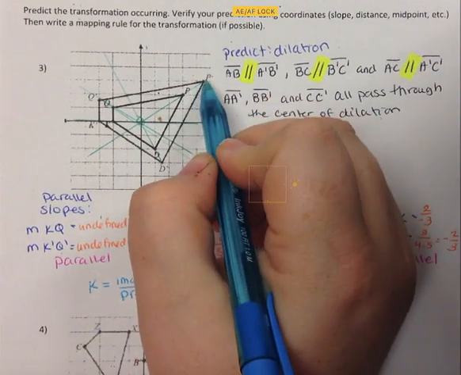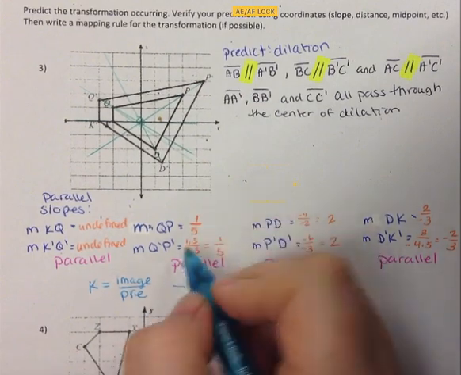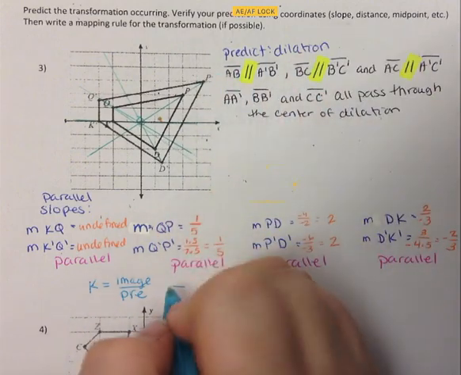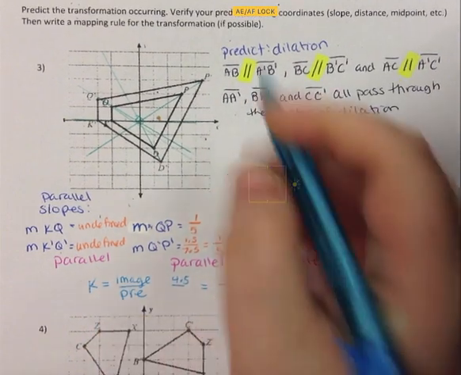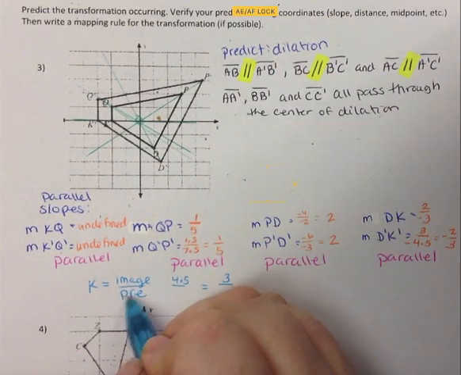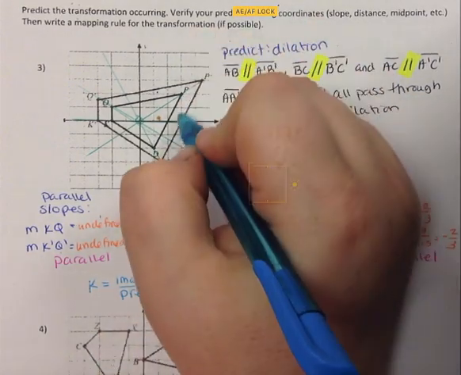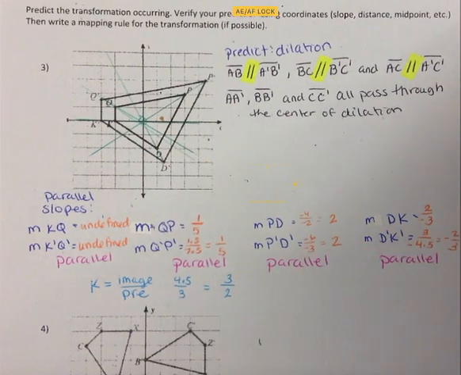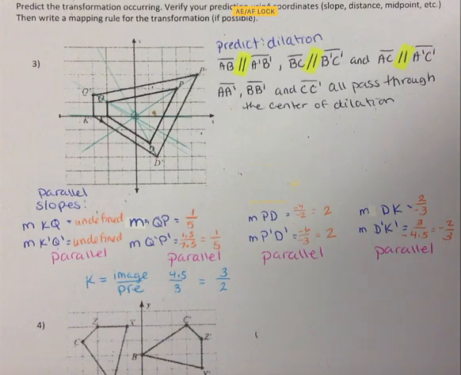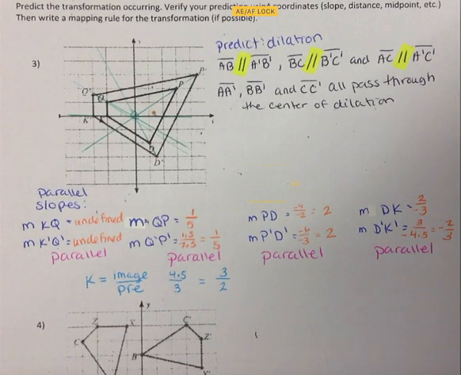So if we do image is P prime, we're going to have x's and y's. The x is at 1, 2, 3, 4.5, and the y is at 1, 2, 3. Now, for the pre-image, your x is at 3, and your y is at 2. Now, we just got to check 4.5 divided by 3 is equal to 1.5, and 3 divided by 2 is also equal to 1.5.